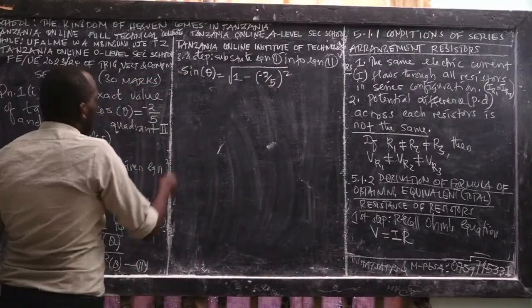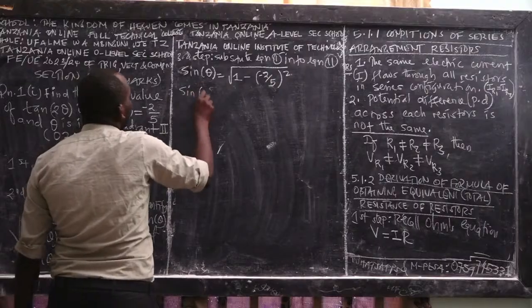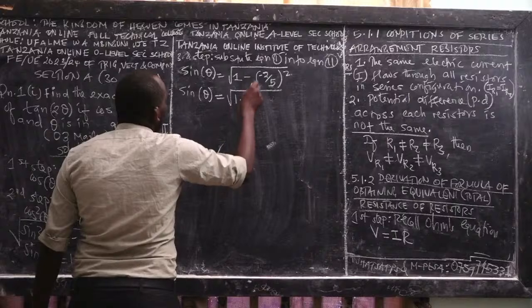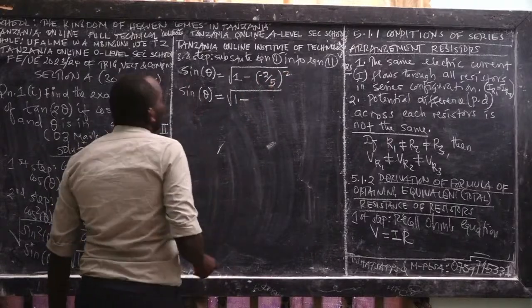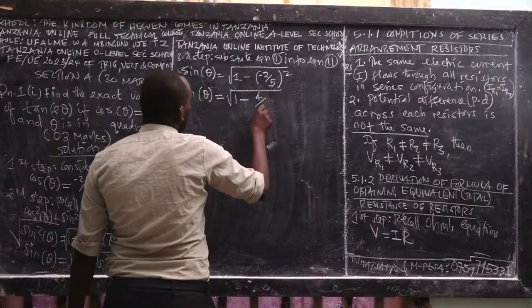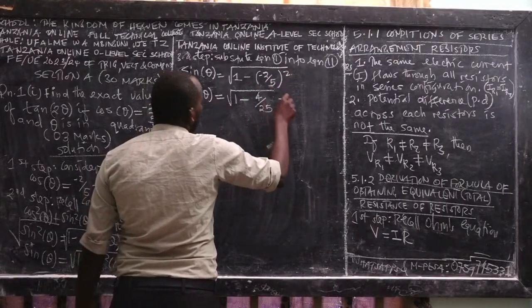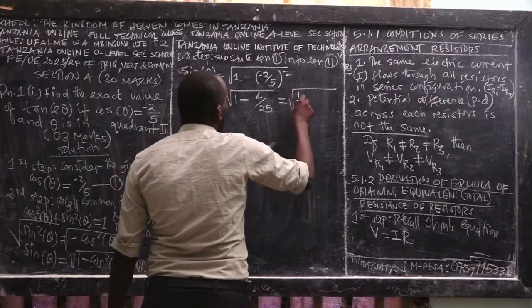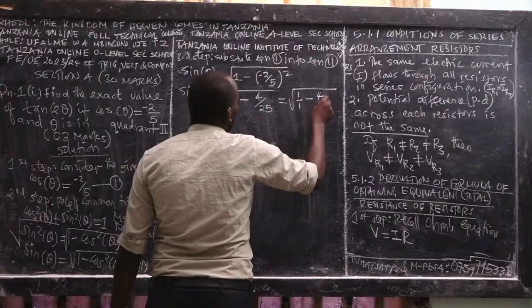And then let us simplify. We find that sin theta is equal to the square root of 1 minus (negative 2 over 5) squared. Negative 2 squared is positive 4, and 5 squared is 25. Then let us subtract: we have 1 minus 4 over 25.